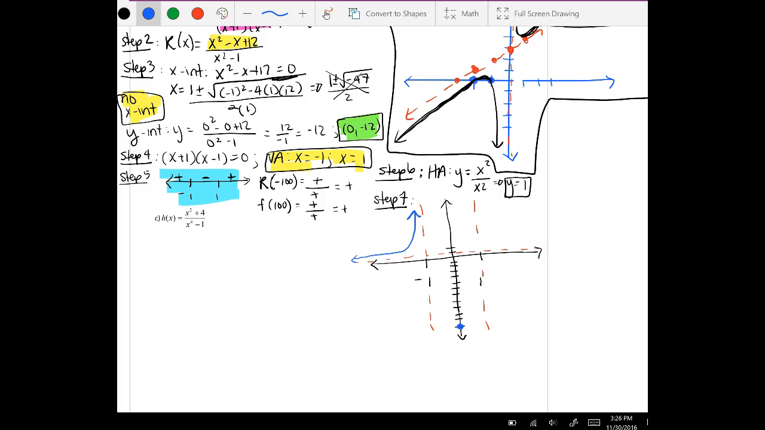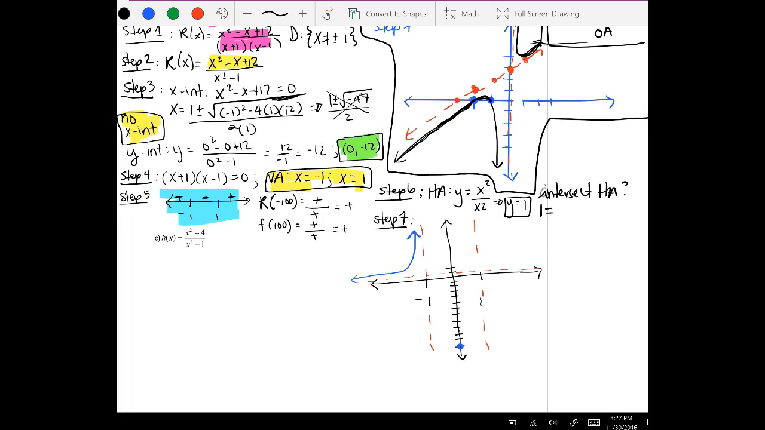So, oh, you know what I missed altogether? I need to see if this right here, oh snap, intersects the HA or not. Okay, I forgot that piece. So again, how do we determine if it intersects an OA or HA? We take the y equals, which in this case is 1, equals. They're both y equals, so we're going to put it equal to the step number 2 equation, which is x squared minus x plus 12 all over x squared minus 1.